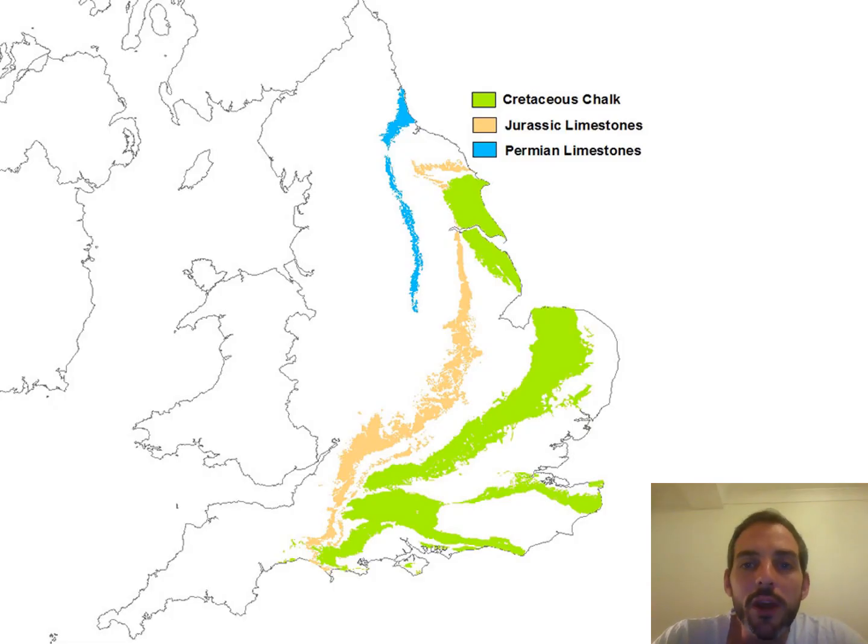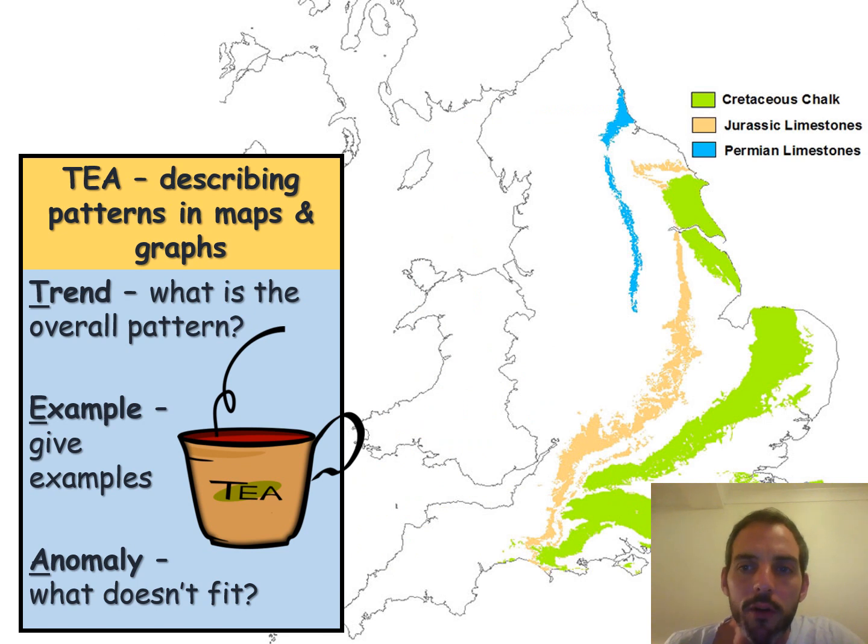So this map you're seeing here shows the distribution of limestone and chalk, but we want to focus specifically on chalk. So what I'd like us to do is to pause, and I want us to consider a trend, an example, and an anomaly. So look carefully at this map and ask yourself, what's the overall pattern? What's the overall distribution of chalk? Can you give an example? And then lastly, what doesn't fit? Is chalk perhaps somewhere that doesn't fit the original pattern?